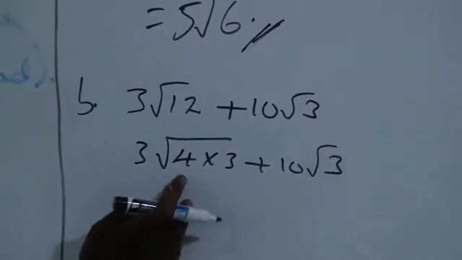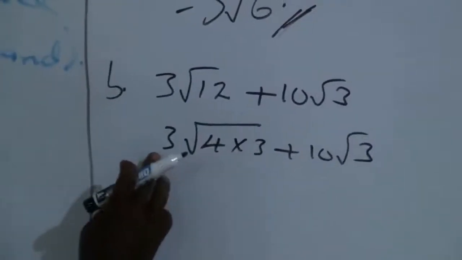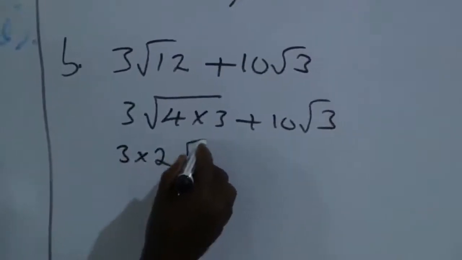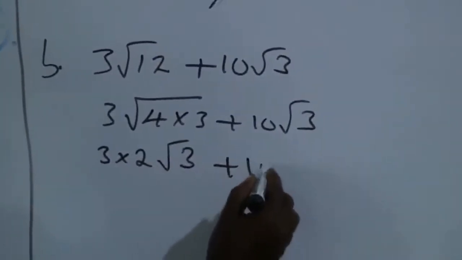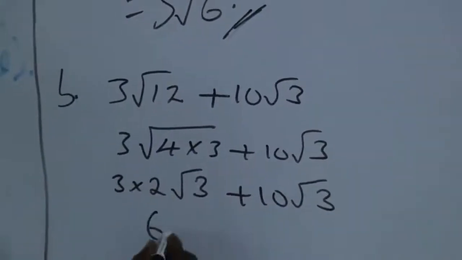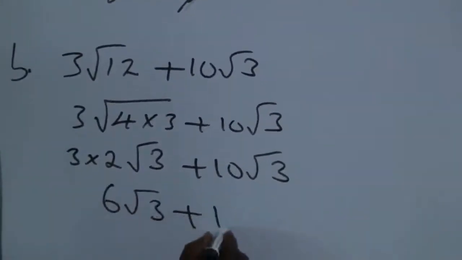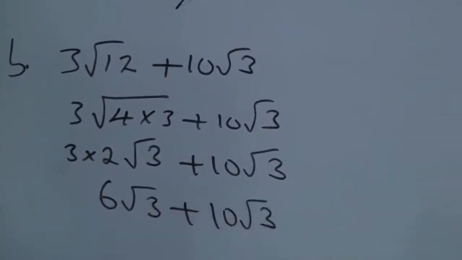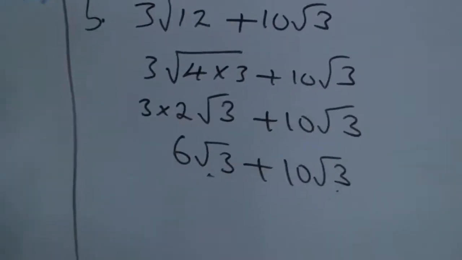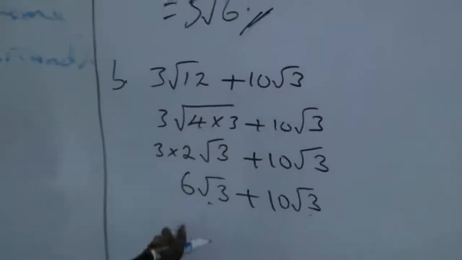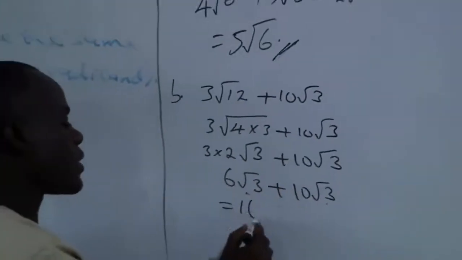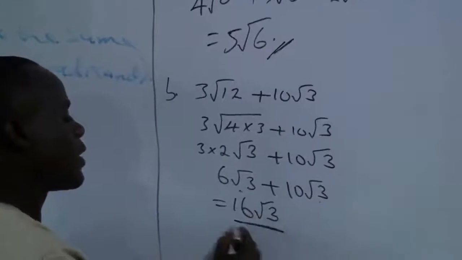Now, when you take the root of this 4, which is 2, you come up with this 3, which is already here. So we are going to have 3 times 2 root 3 plus 10 root 3. 3 times 2 is 6 root 3, plus 10 root 3. Here is root 3, here is root 3. That means they are what? Similar surds. And we can now add 6 root 3 and 10 root 3, which will give us 16 root 3.